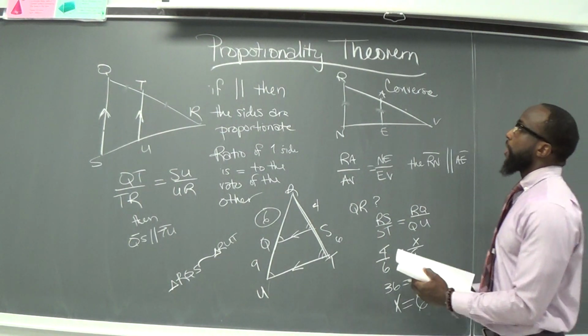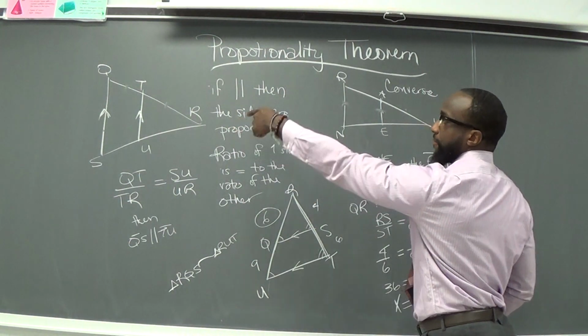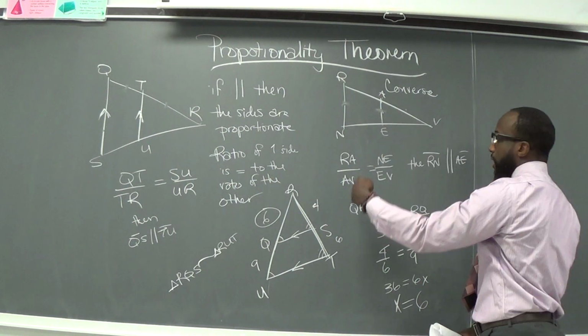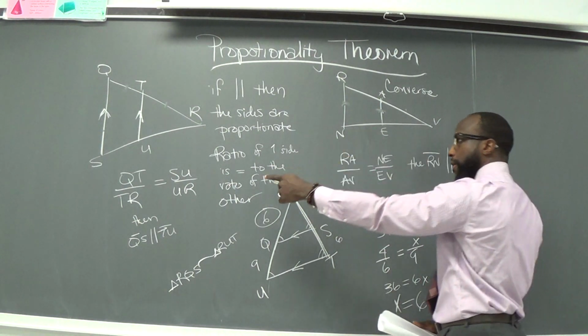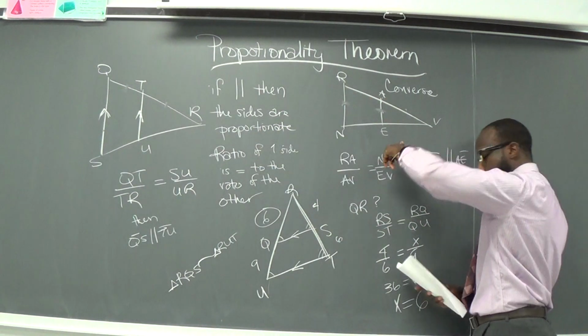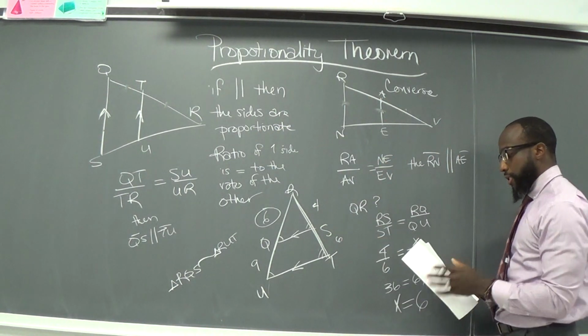So those are the first two. We have if parallel, then the sides are proportionate, and if proportionate, then parallel. This is the conditional statement, and this is the converse. Okay, let's move on.